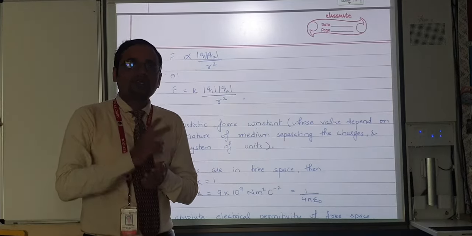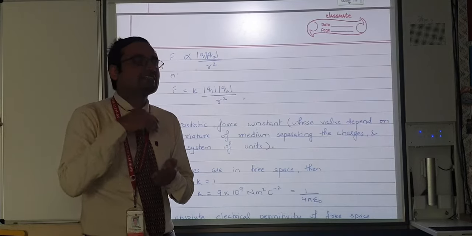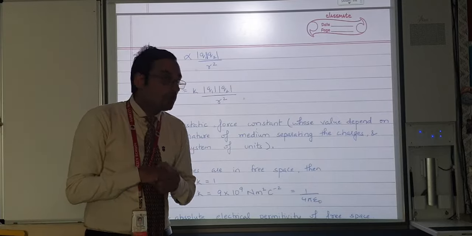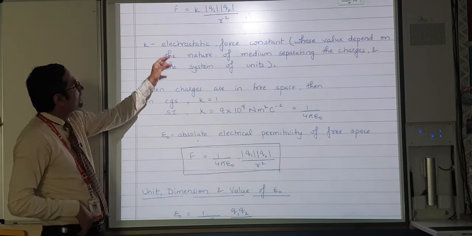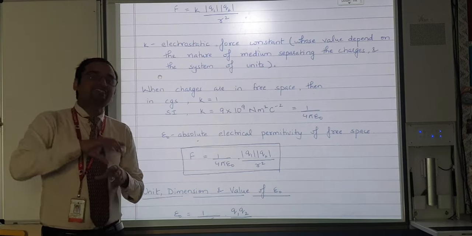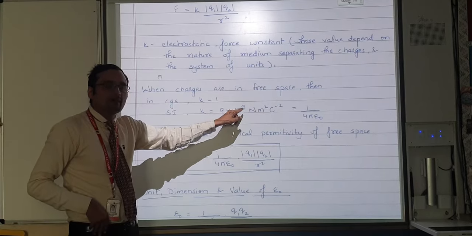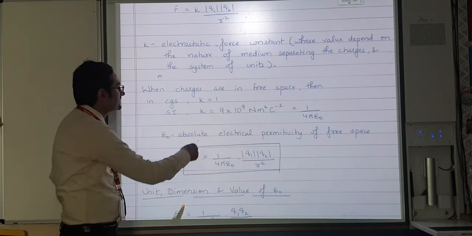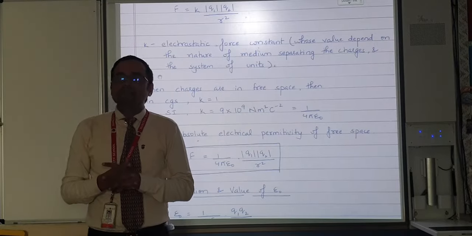Its value depends on two things. One is the system of units you are taking, that is CGS or SI. And the second one is the medium. In CGS, k is equal to 1, so F is equal to Q1 Q2 by r squared. But in the SI system, we take k equal to 9 times 10 to the power 9 newton meter squared per coulomb squared. And by the way, this k, 9 times 10 to the power 9, we represent as 1 by 4 pi epsilon naught.